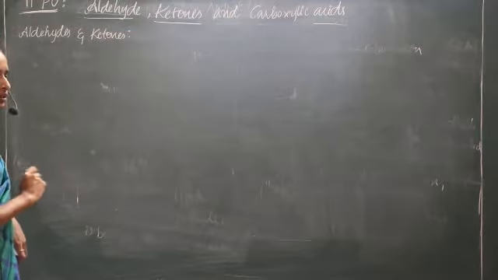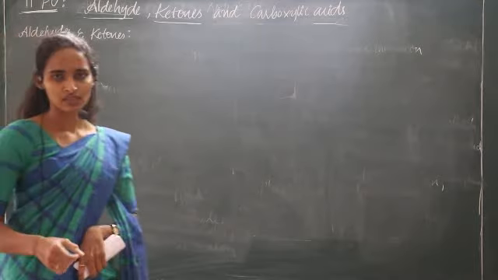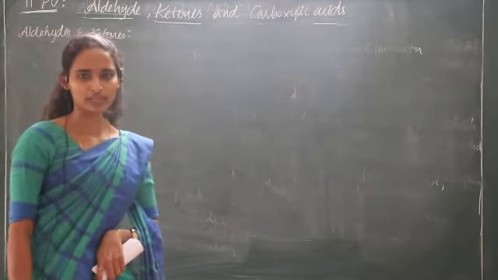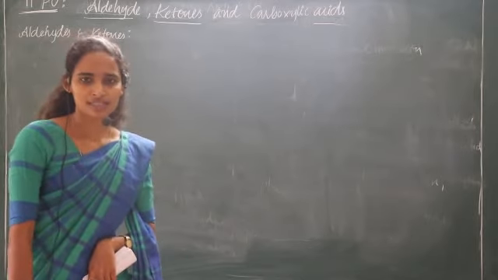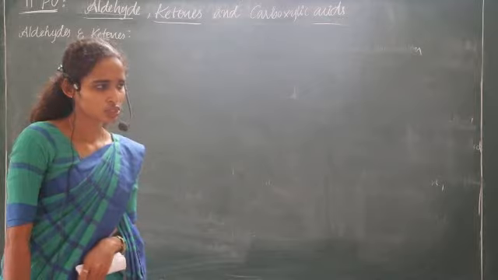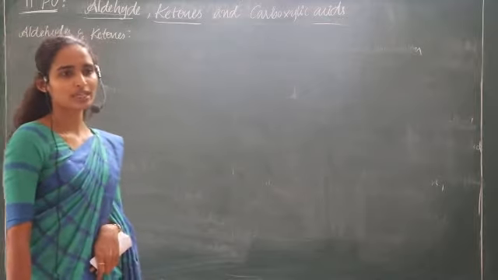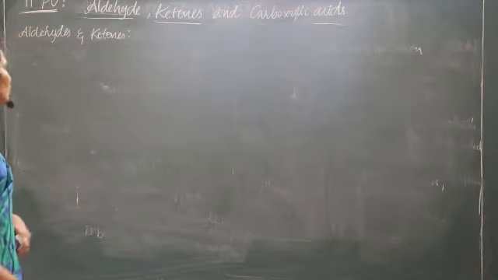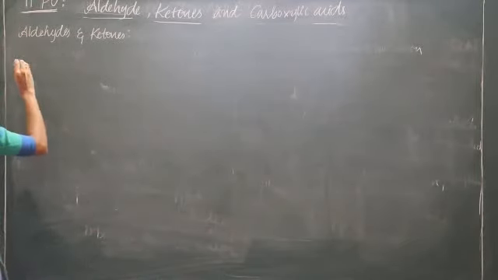For example, we rarely say methanal, right? Always we call it formaldehyde. Or ethanal, instead of that we call it acetaldehyde, right? In most cases we call these aldehydes and ketones by their common names. Let us discuss nomenclature of aldehydes, okay?